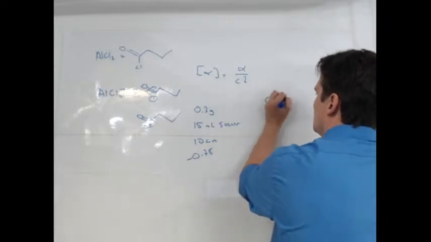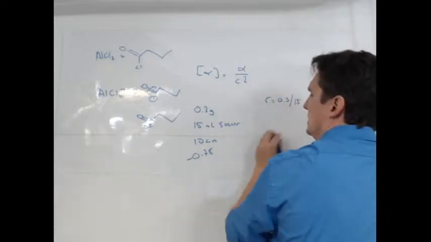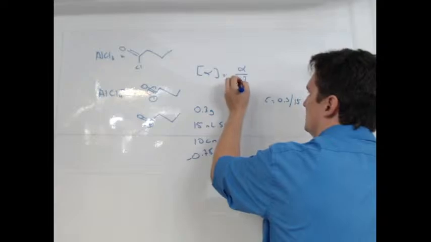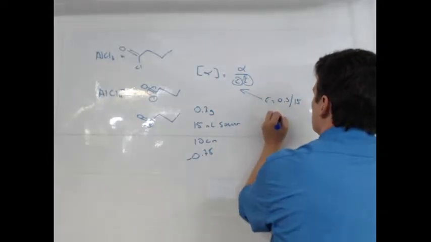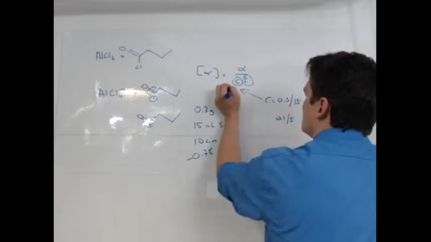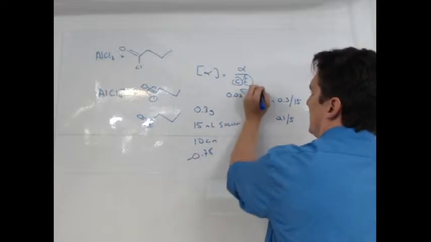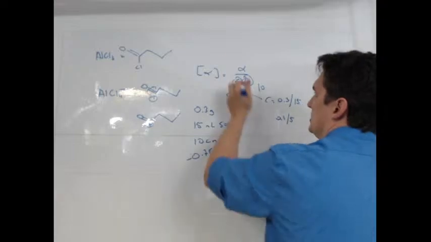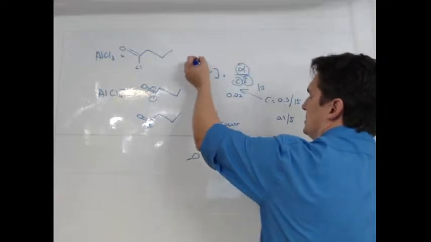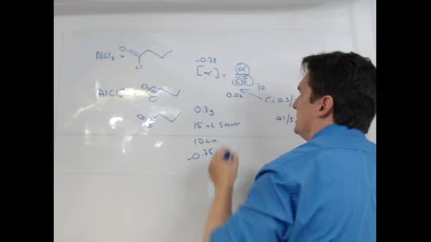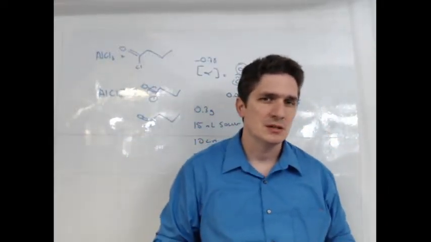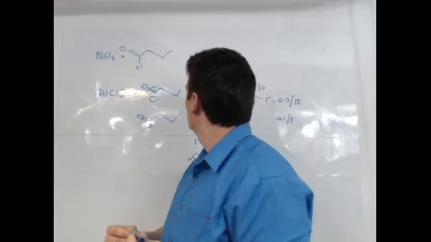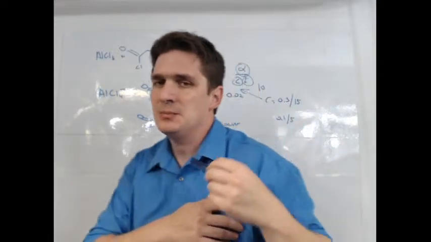Your concentration is 0.3 divided by 15. Your 10 centimeters will plug in. So there's your concentration. Wow, that's really nice easy math. 0.1 over 5. So concentration is 0.02. Your path length in this case is going to be 10. Your alpha is the unknown, and your rotation is minus 0.78. So you end up getting something like 3.6, or no. You end up getting a pretty simple number.